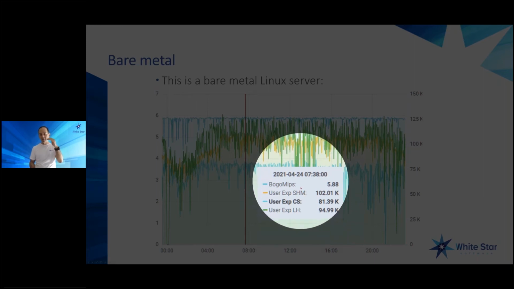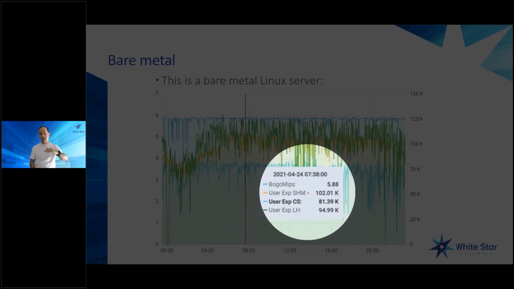So that could be affecting it. But what's more interesting is you can see that in this bare metal server, SHM, LH, and CS are all around the same size. So this is possible, right? If you have your network set up properly and configured properly, and your database is configured properly, it is possible to have SHM, LH, and CS on the same order of magnitude. So keep that in mind.